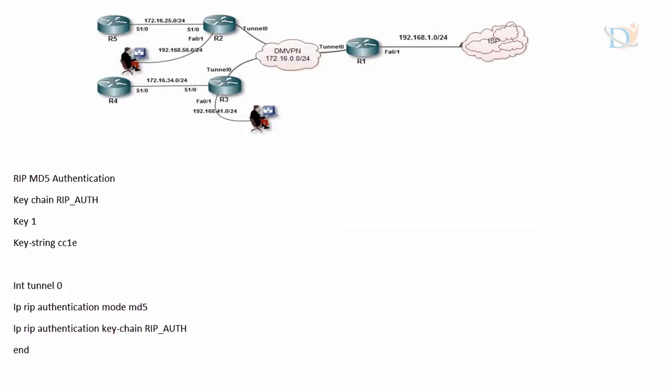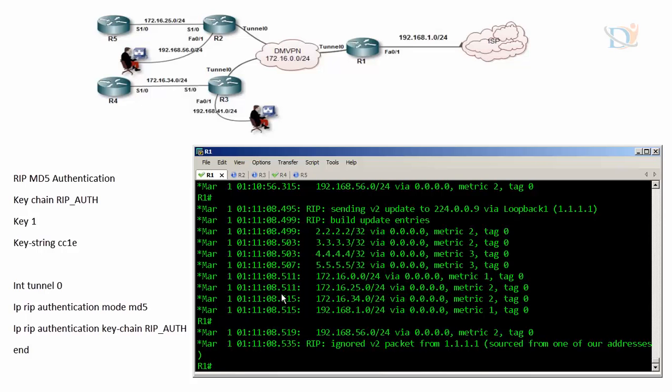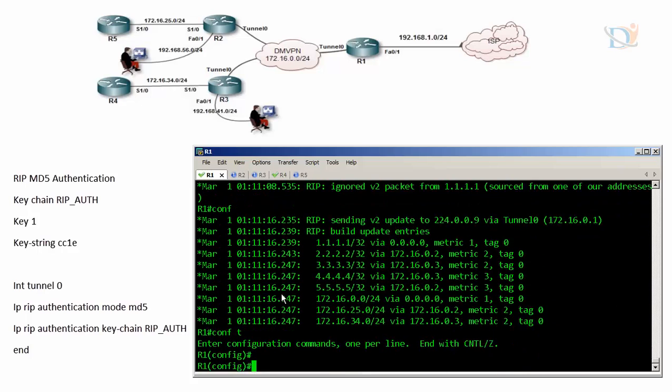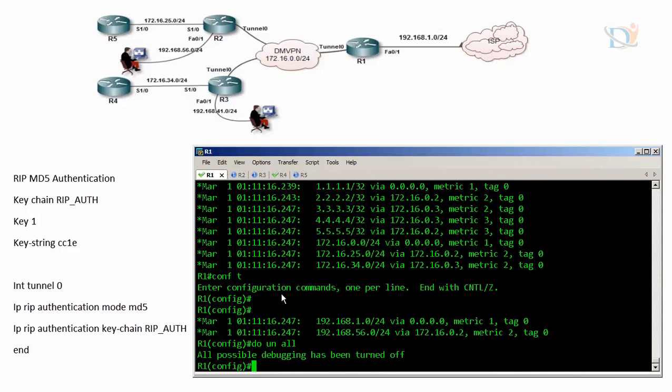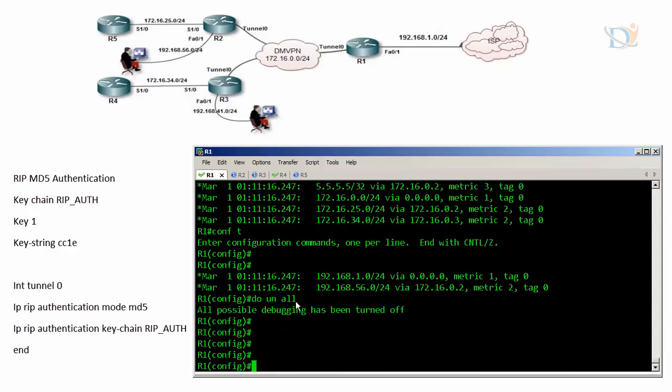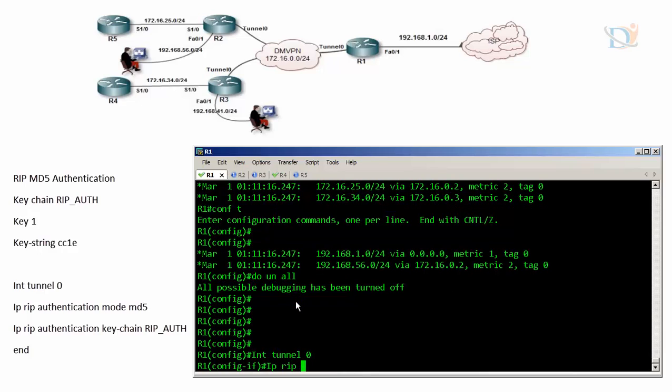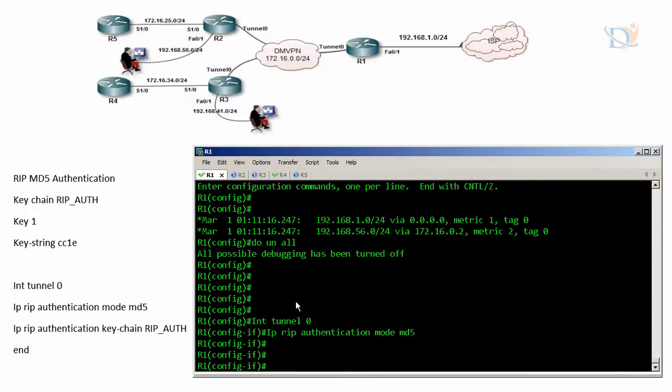So let me set authentication mode MD5, because this is not the secure way to configure authentication. I can go to the tunnel interface on router 1 and apply this mode. So let me undebug all first, go to the tunnel interface and apply authentication mode MD5. That's it. Still router 1 is ignoring updates because of invalid authentication.